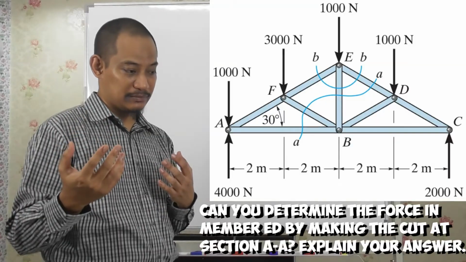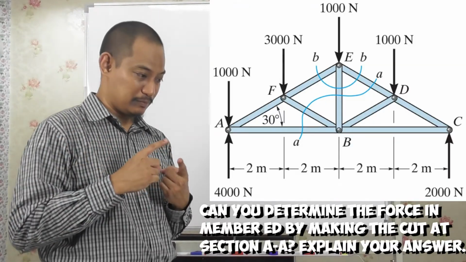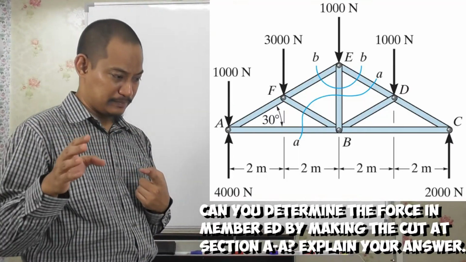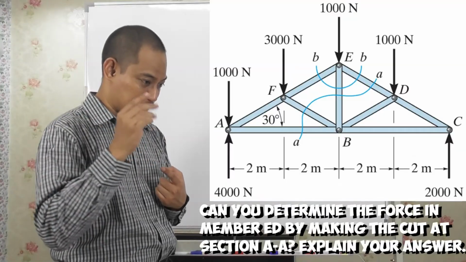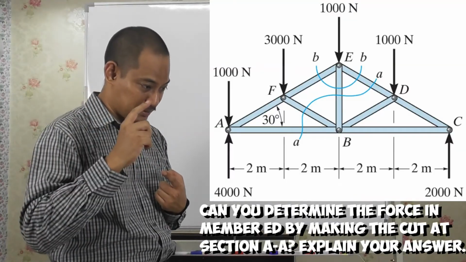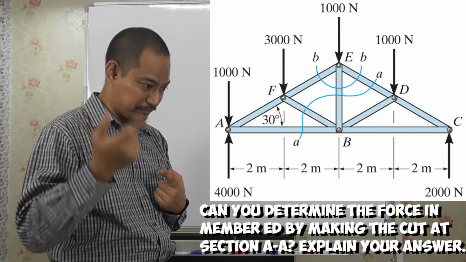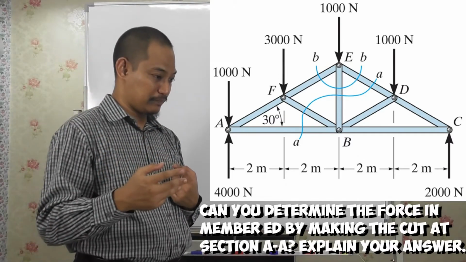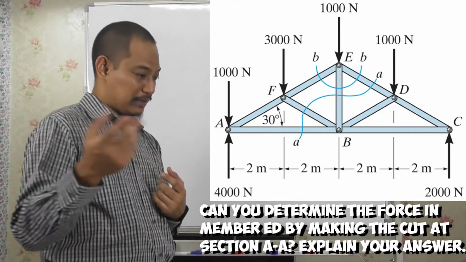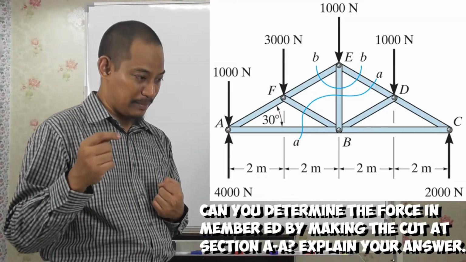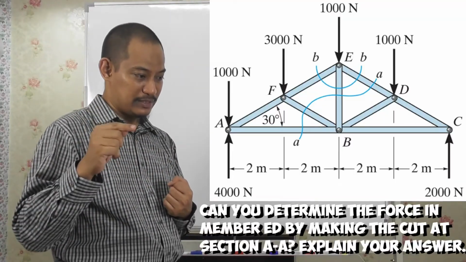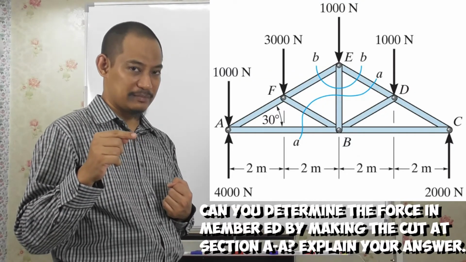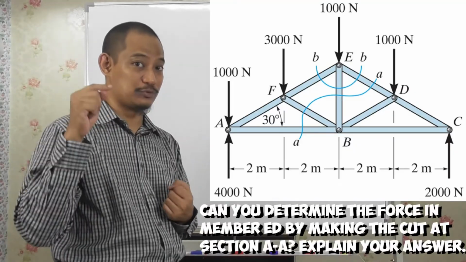So there are several possible answers. Number A, no, there are 4 unknown. How many unknown if you cut like that? Actually, it is 4, right? Because you cut AB, so that's one unknown. You cut BF, the second one, you cut BE, and you cut BD. So 4 unknown. So that is possible. But answer B, yes, using summation of MD equal to 0. So if you take moment about point D equal to 0, can you solve for member ED? You can, right? Because that force goes to that point.